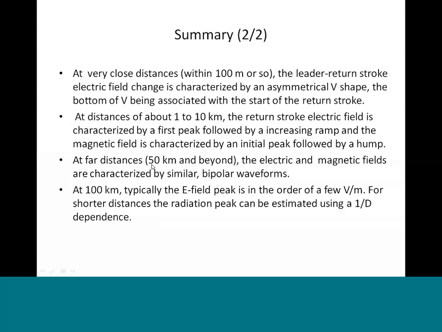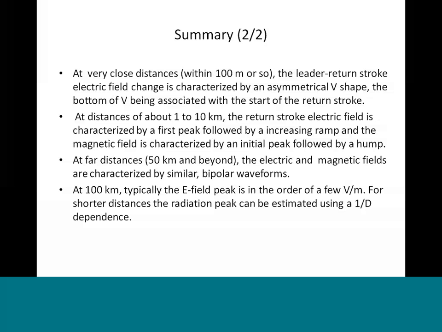And at a distance of about 1 to 10 kilometers, the return stroke electric field is characterized by a first peak, followed by an increasing ramp, and the magnetic field is characterized by an initial peak followed by a hump. As I mentioned, these features are used to characterize and to locate lightning incidents in lightning location systems like NLDN in the United States and also in Europe.